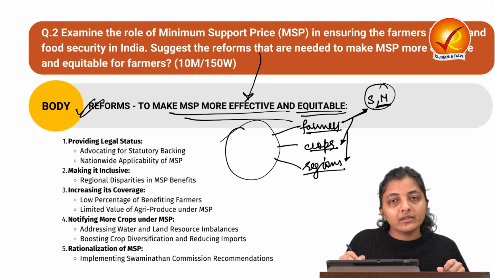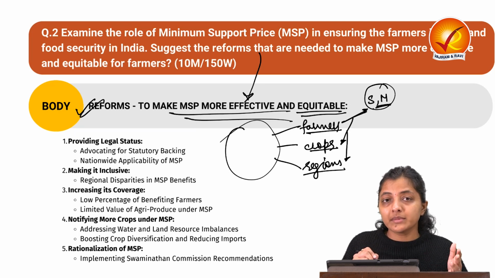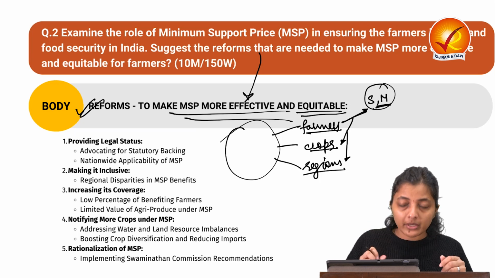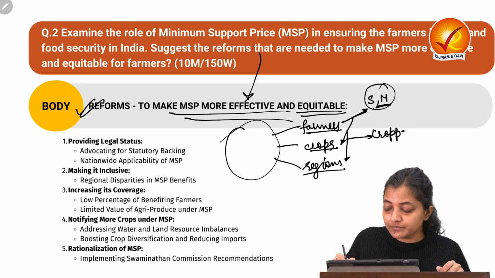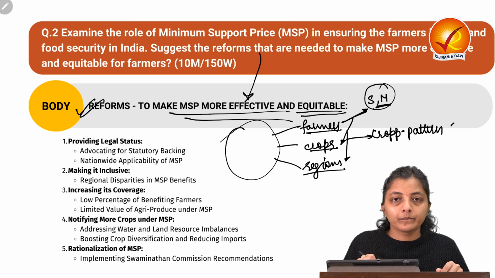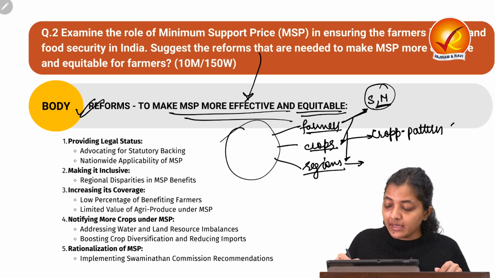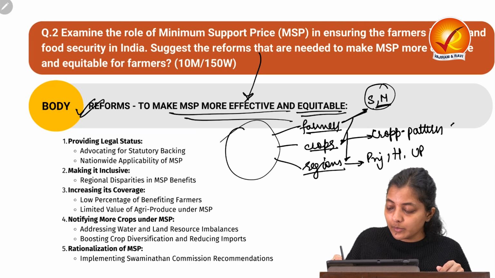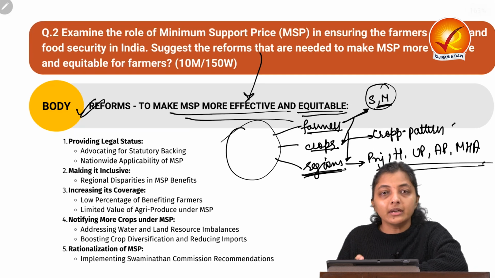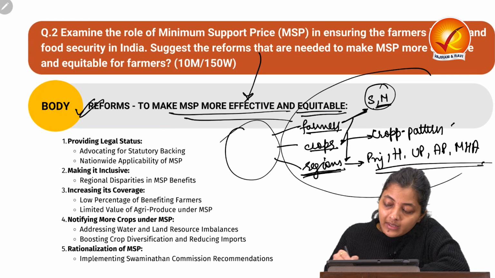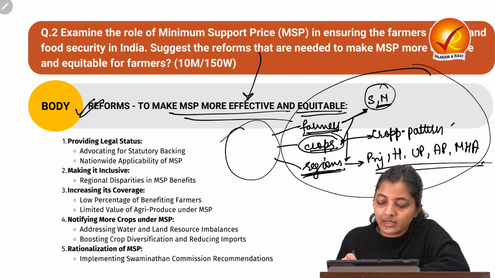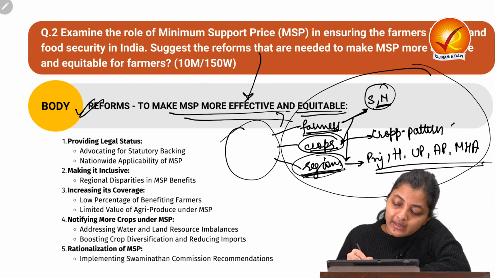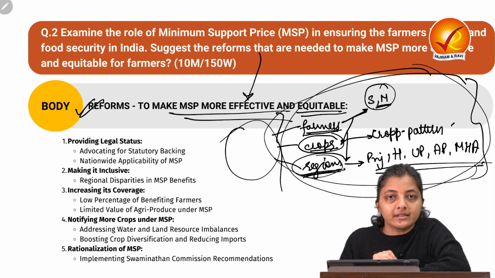With respect to the crops, procurement at MSP is very limited in the number of crops, and this has distorted the cropping pattern also. And region-wise, Punjab, Haryana, Uttar Pradesh, Andhra Pradesh and Maharashtra are the major beneficiaries of this procurement. So we have issues of farmer inclusivity, crop inclusivity, and region inclusivity. So we need to make reforms in these sectors first.